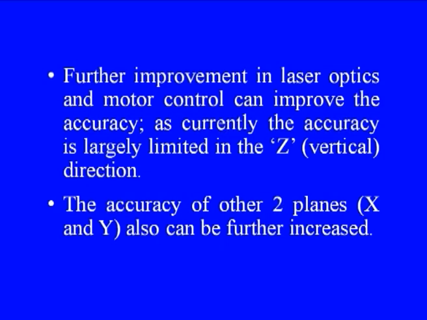The accuracy in the other two directions, X and Y, can also be increased further with improvements in CNC technology or in the motor control system, because as we know, the motors are responsible for giving the motion to the table, the printing head or the laser head. Each time one layer is completed, the table is lowered by a distance. Now, if these X, Y and Z movements can be fine tuned, say the minimum distance that can be moved now is 0.1 micron, and if it can be reduced to 0.01 micron, then the accuracy of producing these parts will improve.